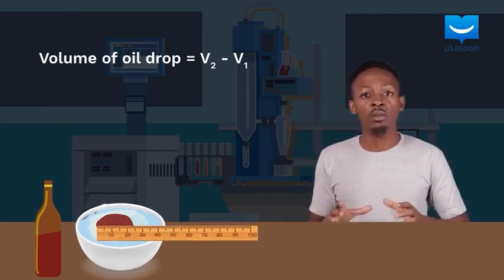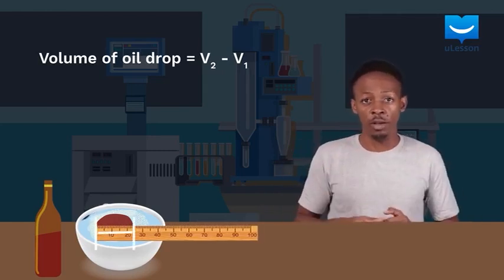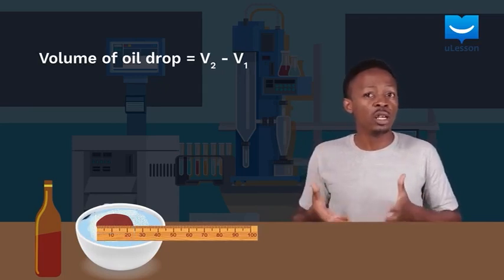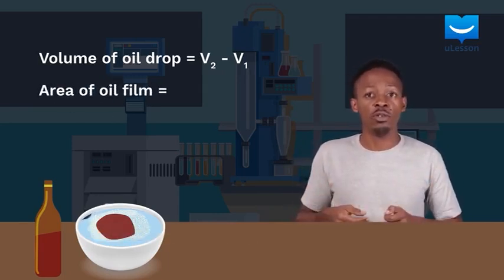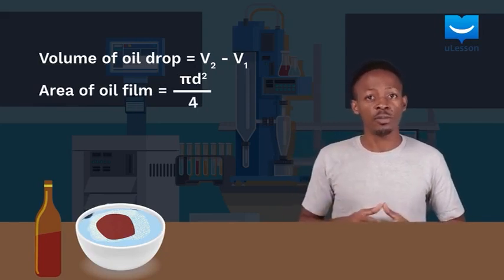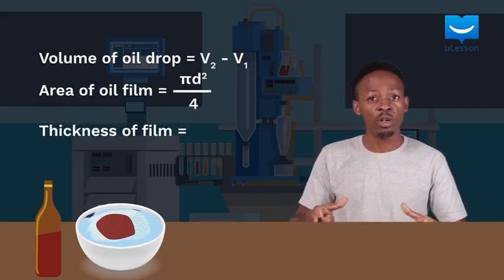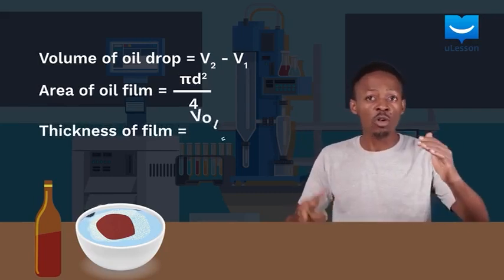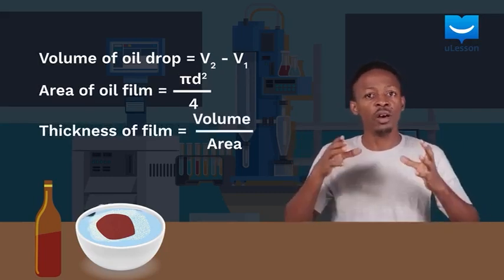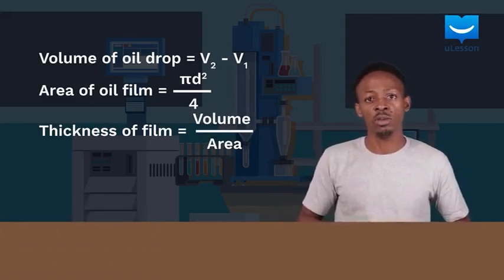Now measure the diameter of that oil film to the nearest centimeter using a ruler. You can use this to calculate the area of the oil film, which is given by pi d squared over 4. We then use this to find the thickness of the film, which can be given by volume over area. Now this thickness represents the size of the oil molecule.